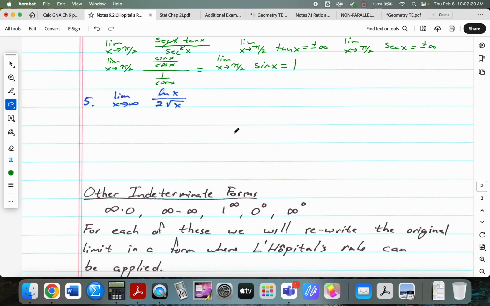The limit as x goes to infinity of the natural log of x over 2 square root of x. I already know both of those go to infinity, but I need to justify using L'Hopital's rule. We show that the numerator goes to infinity, and likewise the denominator goes to infinity. So applying L'Hopital's rule, I have 1 over x over x to the negative 1/2.